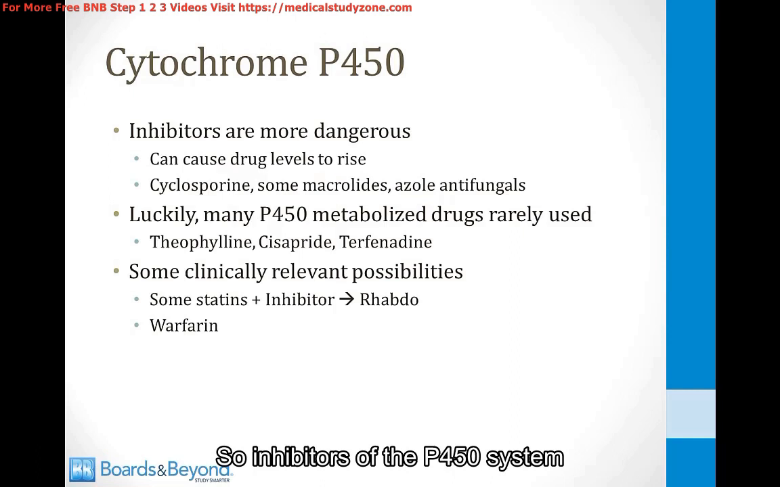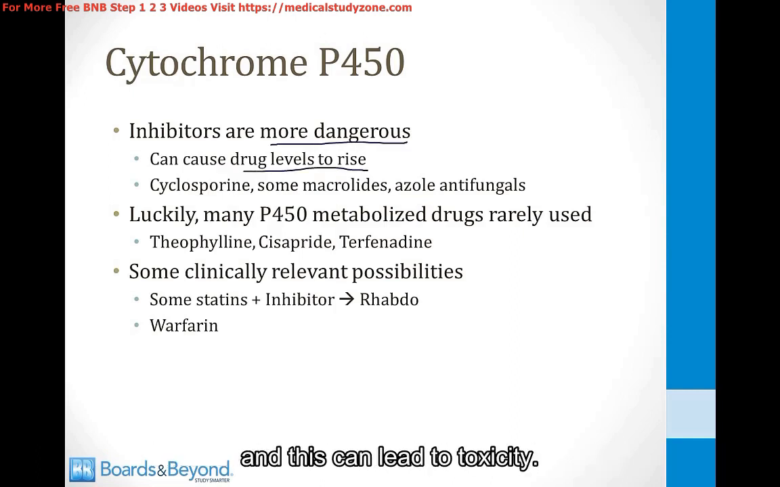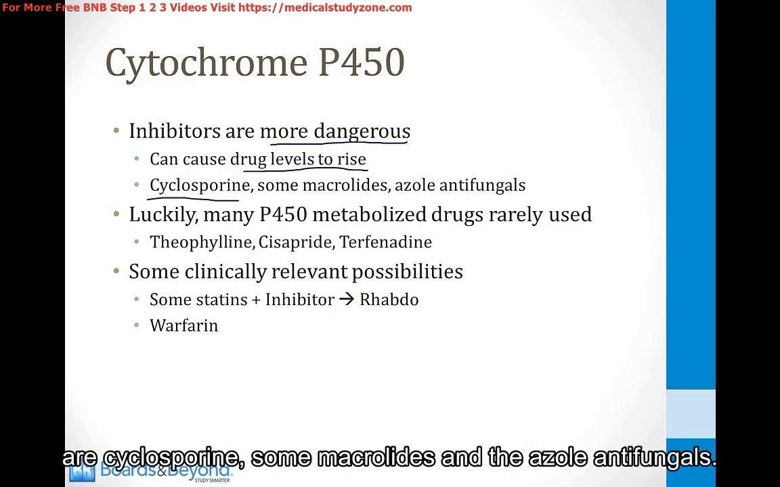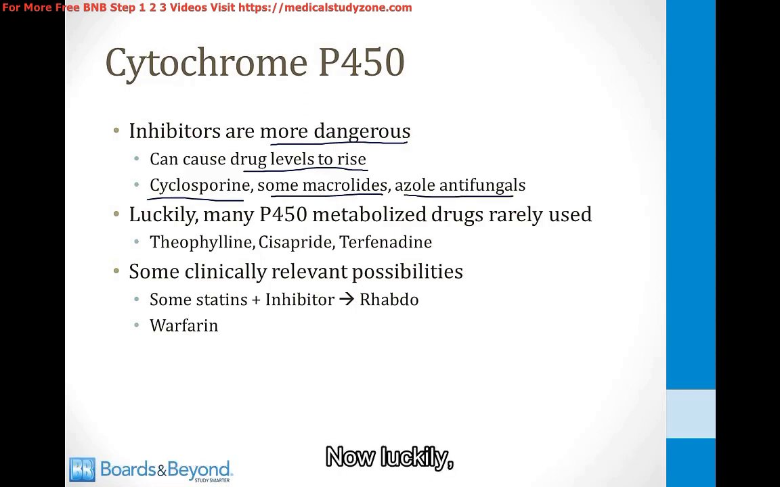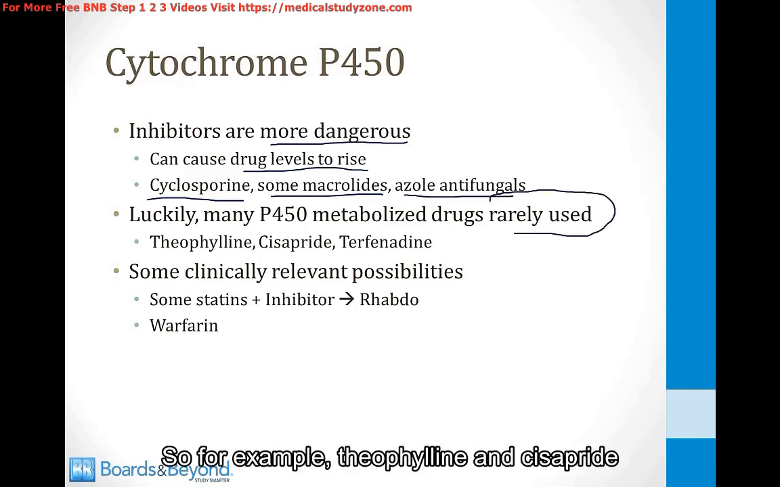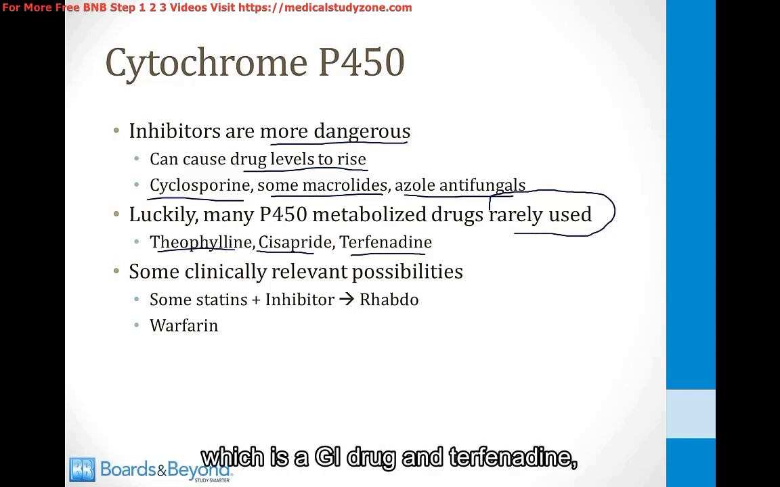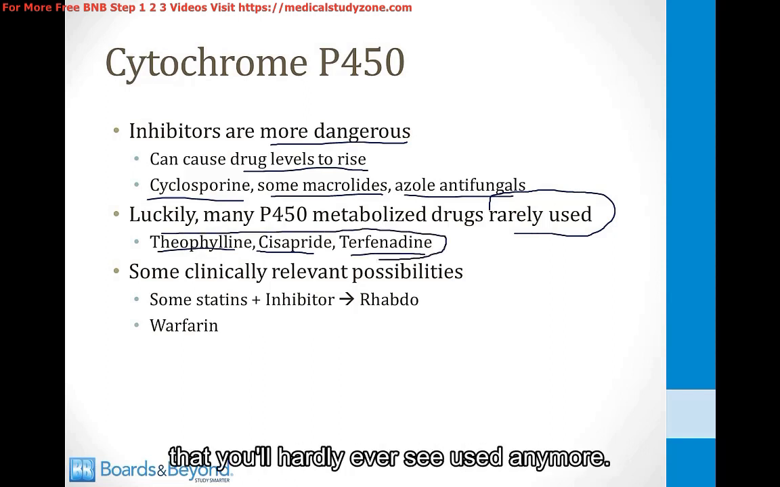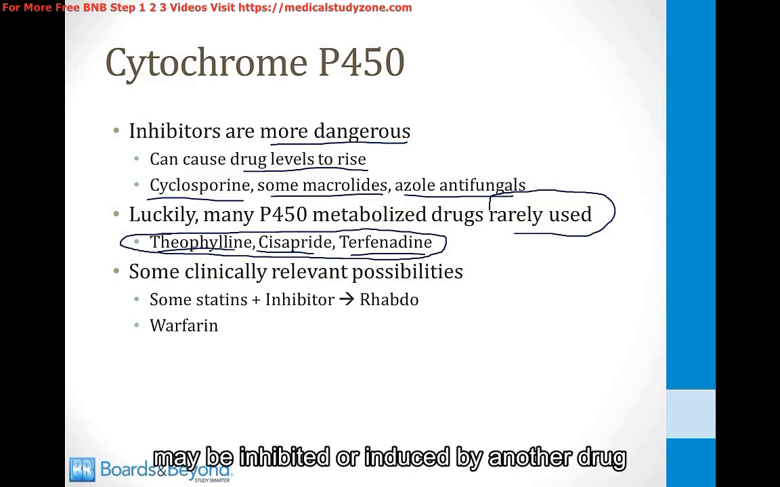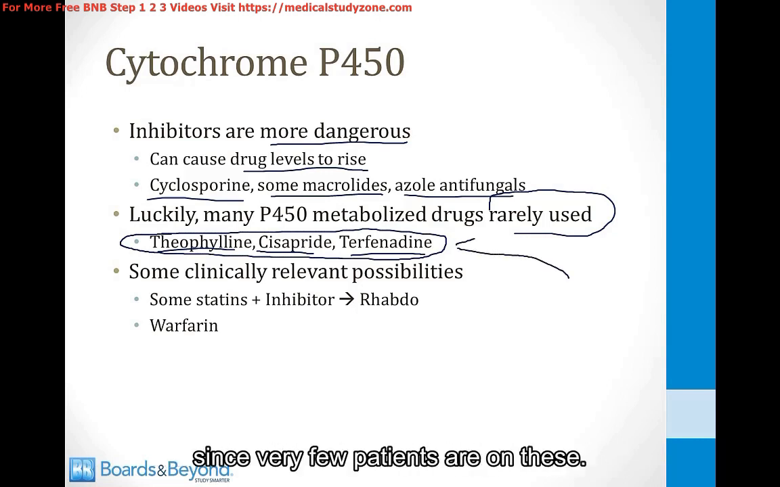So inhibitors of the P450 system are the most dangerous because these can cause drug levels to rise, and this can lead to toxicity. Some important inhibitors worth knowing are cyclosporin, some macrolides, and the azole antifungals. Now, luckily, many of the drugs that are metabolized by P450 are rarely used anymore. So, for example, theophylline and cisapride, which is a GI drug, and terfenadine, these are all drugs that you'll hardly ever see used anymore. So the fact that the P450 system may be inhibited or induced by another drug is not that big a deal since very few patients are on these.